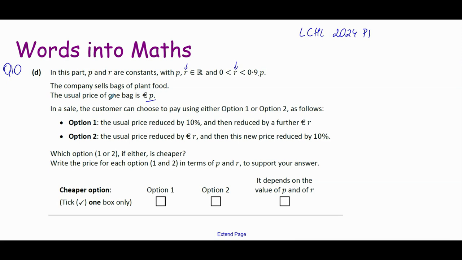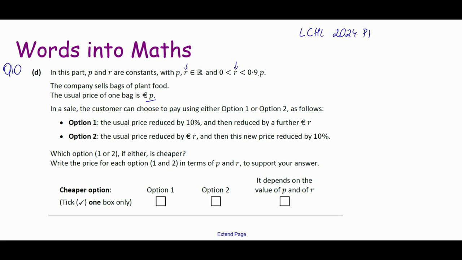In a sale, the customer can choose to pay using either option 1 or option 2 as follows. Option 1, the usual price reduced by 10% and then reduced by R euro. Option 2, the usual price reduced by R euro and then this new price reduced by 10%. That is a lot of information to process, isn't it? In order to figure out which option is better. So that's what they are saying. Which option, 1 or 2, is cheaper? Write the price for each option in terms of P and R to support your answer.